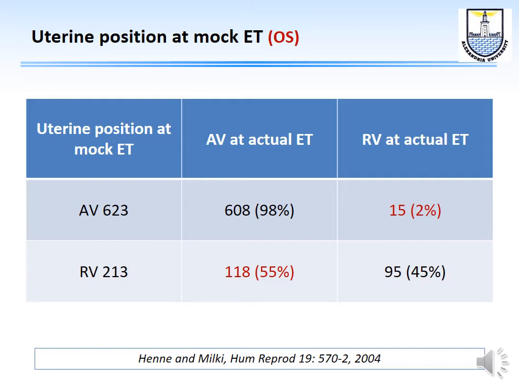And what they discovered is that the uterus changes position. It was anteverted in 623 cases, but when they went to the actual embryo transfer, only 608 remained in the anteverted position, and there were 213 in the retroverted position. But when they came to the actual embryo transfer, 118 of them became anteverted. So the uterus changes position. So it seems that doing the trial embryo transfer a long time before the actual transfer may not be that helpful as people may think.